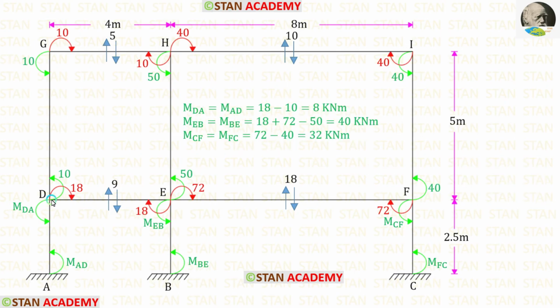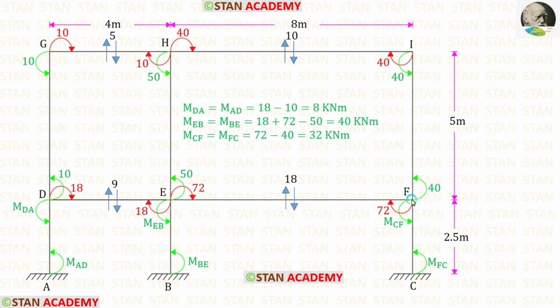Now let us take the member DA. We can find MDA and MAD by subtracting this moment by this moment. When we do that, we are getting 8. Now let us take the member EB. We can find MEB and MBE by adding these two moments and then by subtracting this moment. When we do that, we are getting 40.